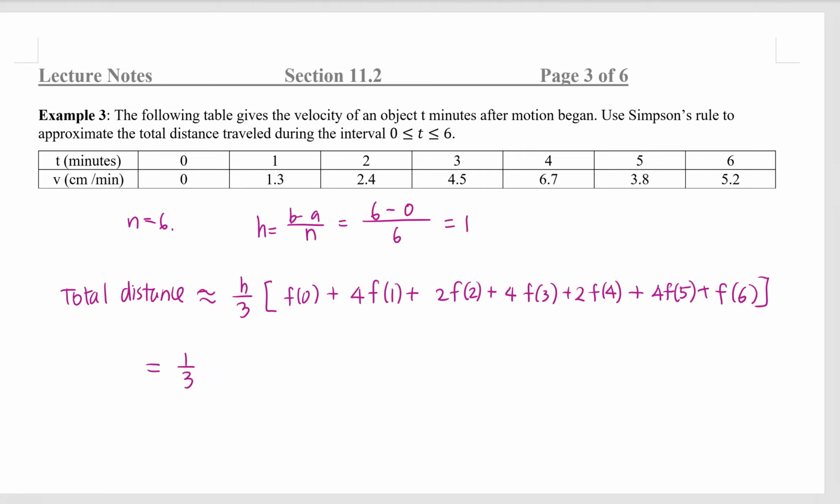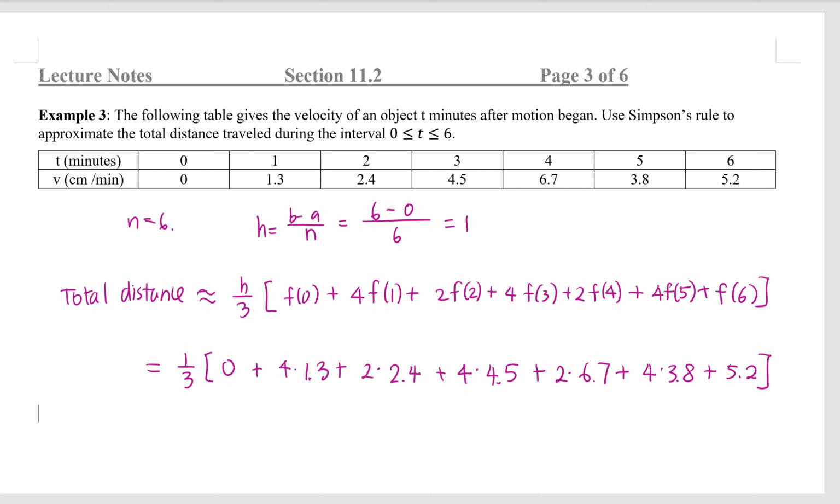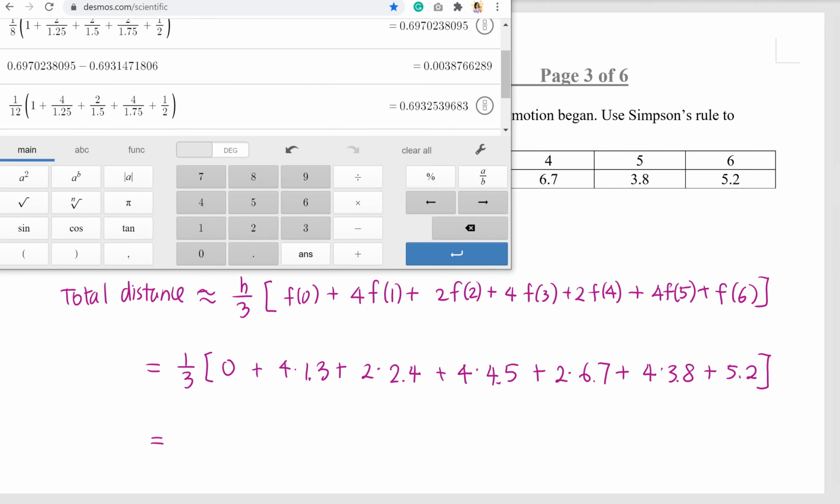Alright, so let's continue. h is 1. f of 0 is 0, f of 1 is 1.3, f of 2 is 2.4, f of 3 is 4.5, f of 4 is 6.7, f of 5 is 3.8, f of 6 is 5.2. So far, so good, everybody. So let's plug this into our calculator.